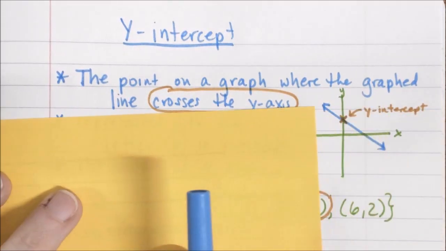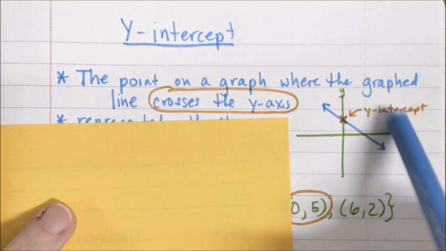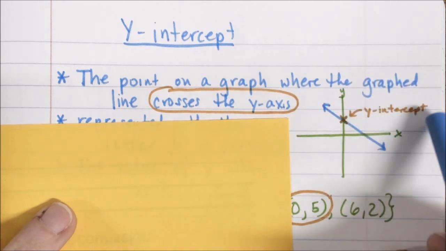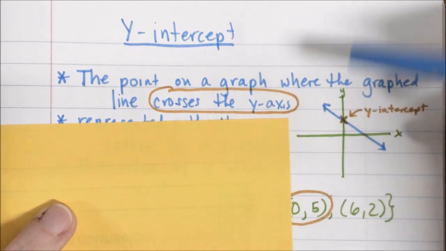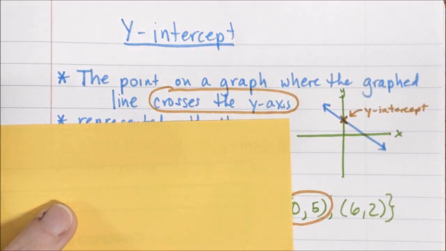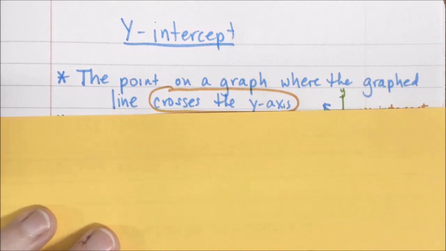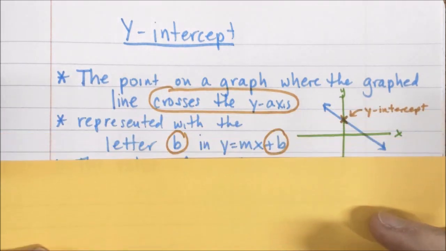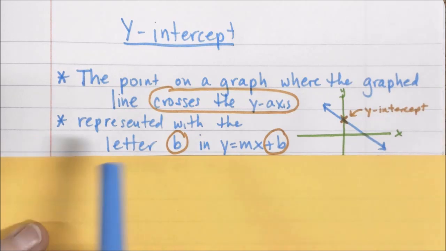So that would look like this. Okay, I have a graph here, and there's a line. Where it crosses Y is going to be my Y-intercept. So if I'm looking at a graph, I look for where it crosses the vertical axis, Y. That's going to tell me what my Y-intercept is. Okay? So on a graph, it's the point where the graph line crosses the Y-axis. In an equation, it's represented with the letter B in y equals mx plus b.